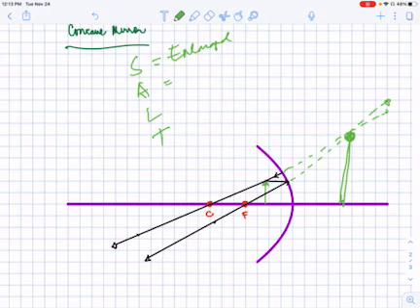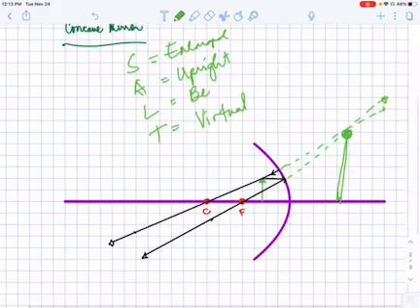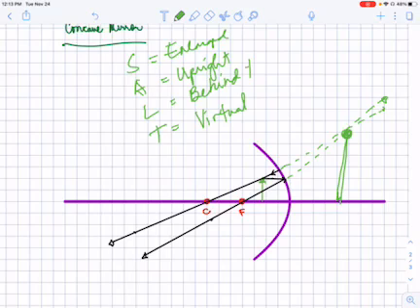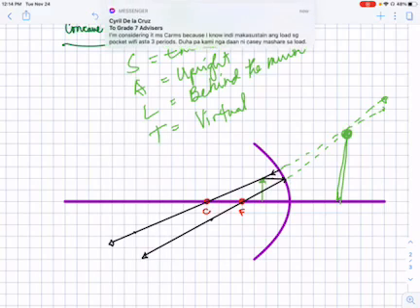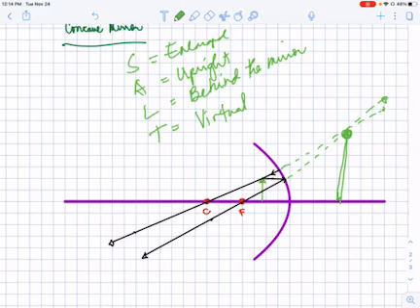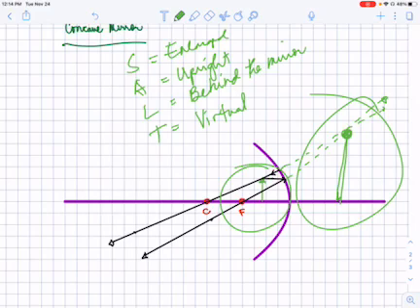Next, what about the attitude or the orientation? It is upright. Therefore, if it is upright, it's a virtual image. And take a look at the location. The location is found behind the mirror. Okay? So this is another case that the object is found somewhere between F and vertex, and this is where you get to find the image.